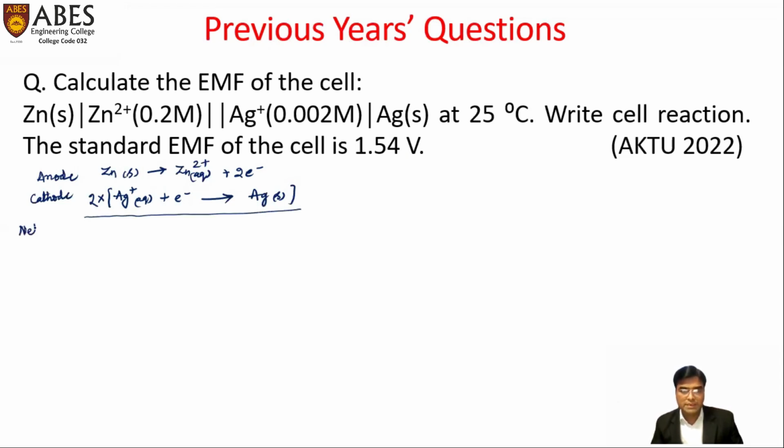So net reaction is zinc solid plus 2 Ag plus converts to zinc 2 plus aqueous plus 2 Ag solid. So this is our cell reaction. The standard EMF of the cell is given, that is 1.54 volt. We have to calculate the EMF of the cell. So we need the Nernst equation.